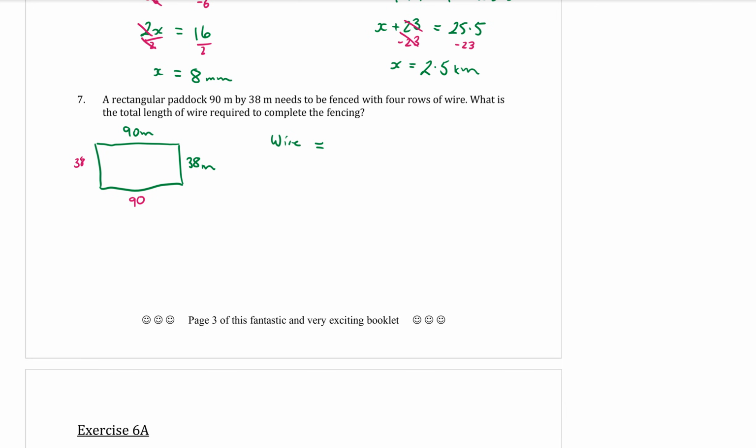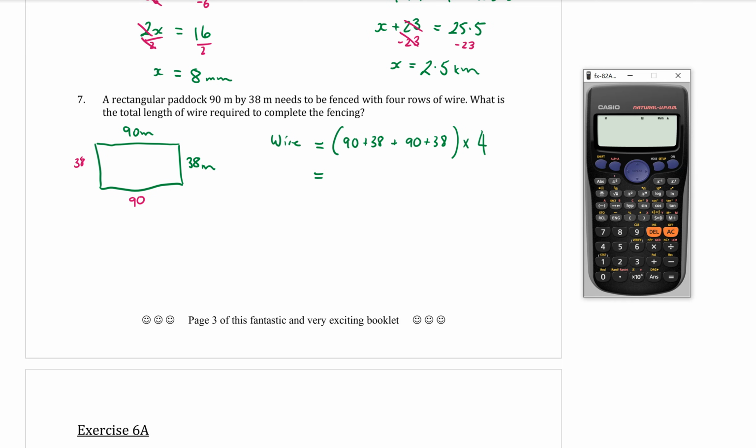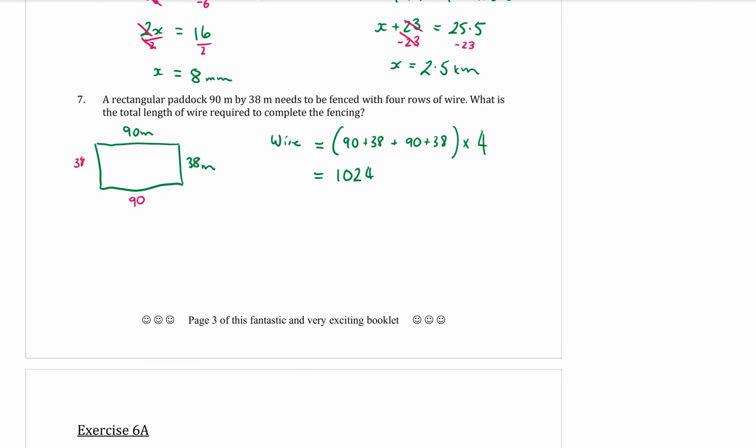So the perimeter would be 90 plus 38 plus 90 plus 38. But because we want 4 strands of wire, we want to do that 4 times. We want to times all of that by 4 for the 4 strands. Type it in your calculator. So use the brackets. 90 plus 38 plus 90 plus 38. Close the bracket, times that all by 4, and we get 1,024 meters of wire that we need.